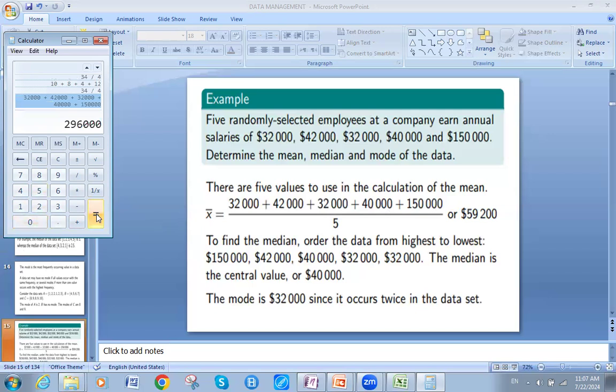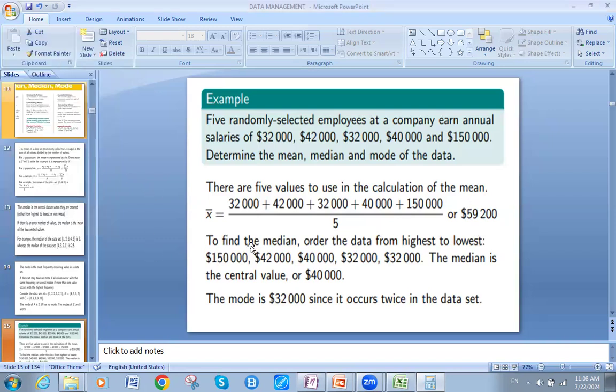Then this will equal this amount. I will divide by 5. What is this 5? The 5 employees who are working in this company. Then this will equal 59,200. So the average of working for this company is $59,200 per year, which means that all the numbers are seemingly around this number. This is the meaning of the average.